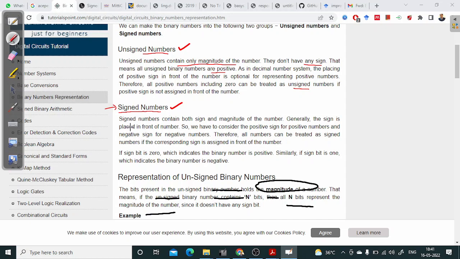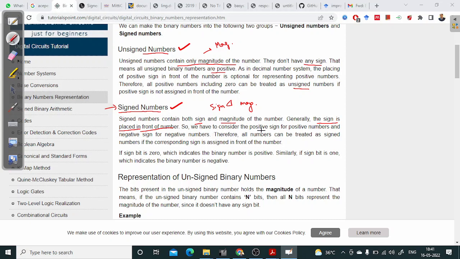So signed numbers contain both sign and magnitude of the numbers. This is important. This contains both sign and magnitude, and unsigned contained only magnitude, right? So generally the sign is placed in front of the number.